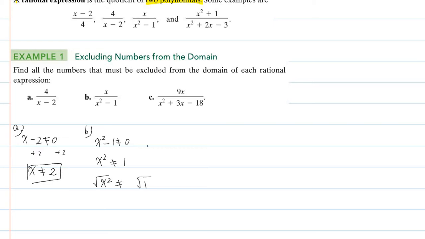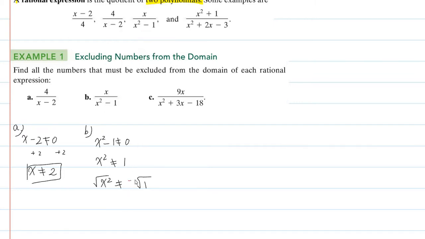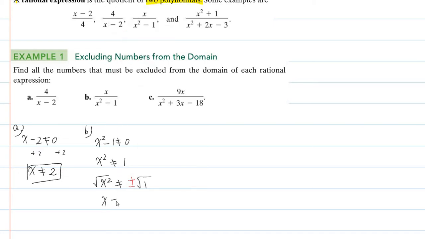It looks like this, but do not forget one thing. You have to make sure you have a plus minus sign right here. That's the part you do not forget, so make sure you don't forget about that. Anyway, then you're going to have x cannot be equal to positive or negative 1. So your part B is done.